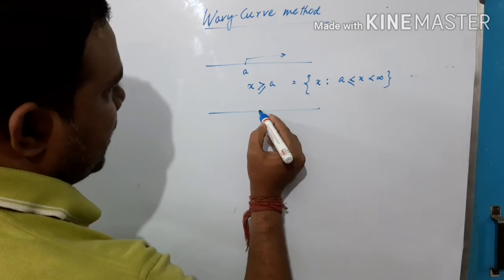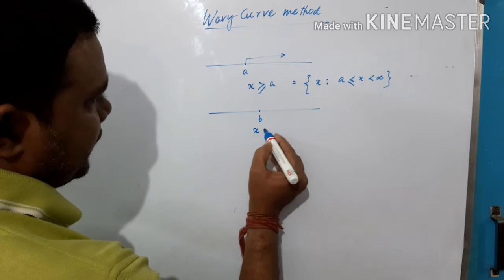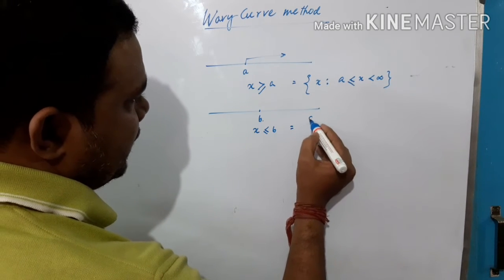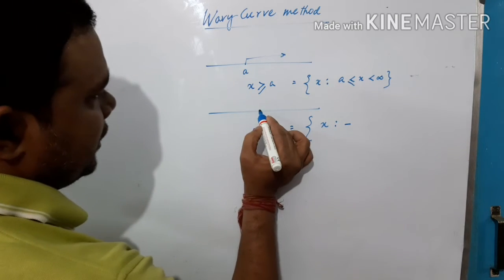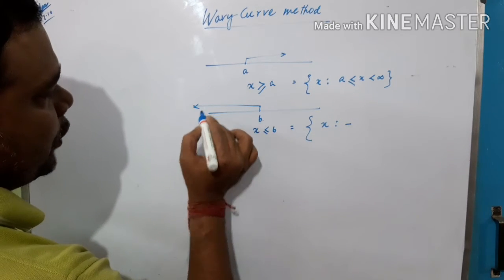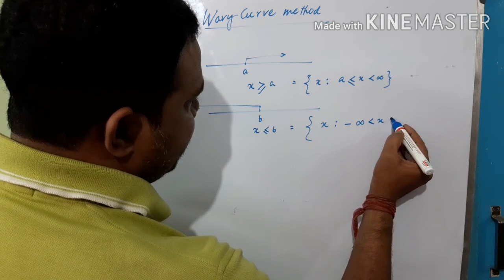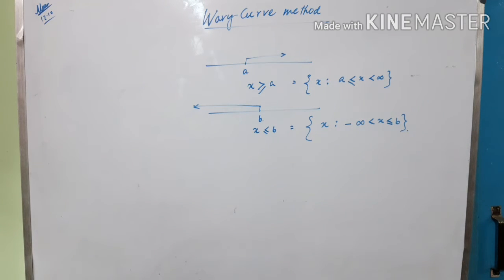Similarly, if we take a number or a point b on the real line and we want to say that x is less than b, so how to denote the interval? This is x such that minus infinity, see that at the left of b, so it goes up to minus infinity. So minus infinity less than x less or equals to b. So these are the two kinds of interval where one end is specified and other end goes extending up to either plus infinity or minus infinity.